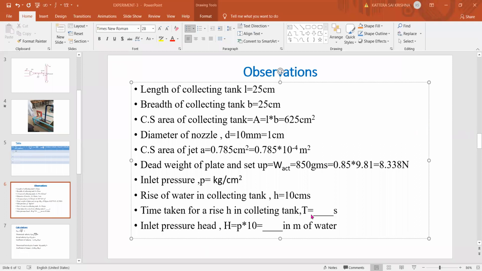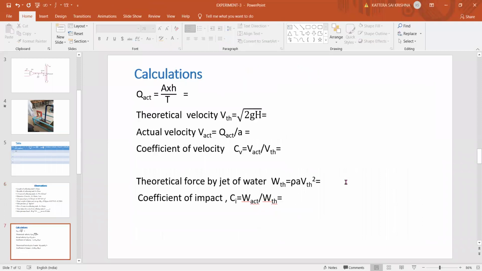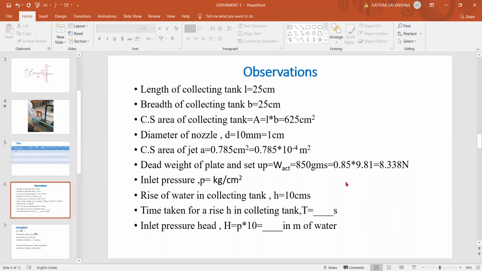So after time taken in seconds, we need to take the inlet pressure head. That is capital H equal to pressure gauge reading into 10. So you'll get it in meters of water. So H equal to P into 10 in meters of water. Okay, so please copy all these things. We need all these things for the calculation of the remaining tabular column.